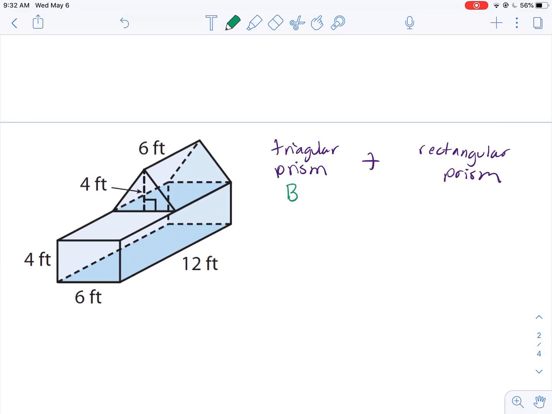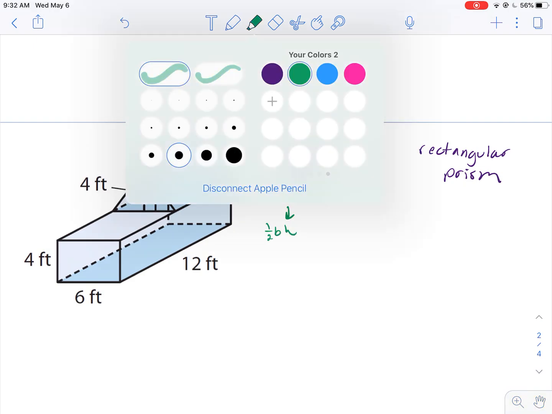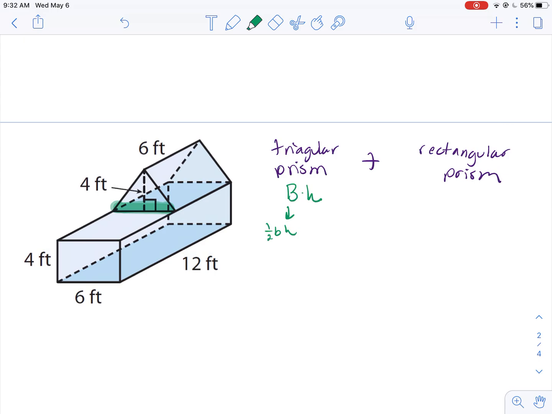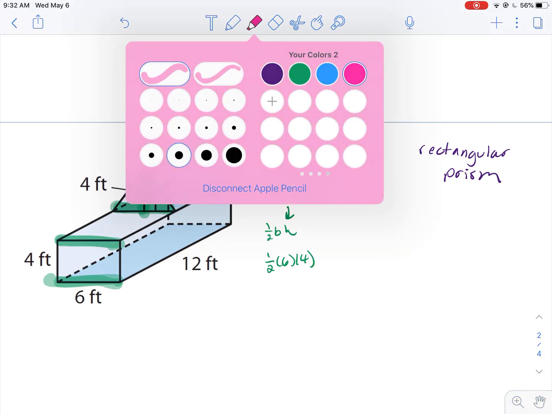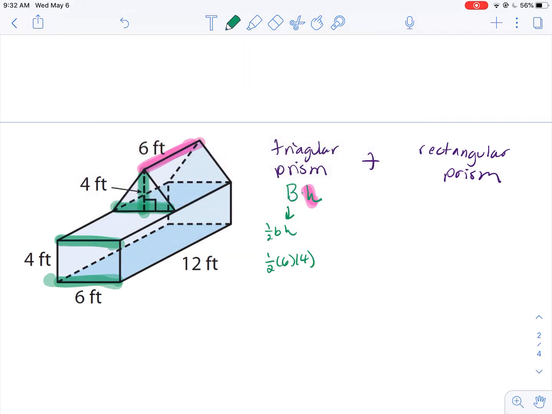So for the triangular prism, big B times H, where big B is 1/2 base times height. My base is here on my triangle, but I also know it's the same as this, which is the same as this. So it's giving me that 6. And then the height of 4, so 1/2 times 6 times 4, and then I want the height of the prism, which is the length between the two triangular bases, which is 6. So 6 times 4 is 24, divided by 2 is 12, and then I multiply that by the 6. So that's going to give me 72 for the triangular prism.